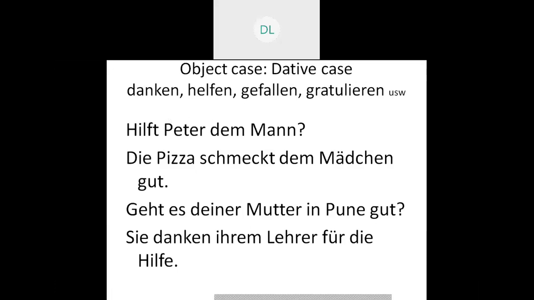With these pure dative verbs, I will be using the pure dative case, that is dem, der, dem, den. And when I have pure accusative verbs, like for example haben, nehmen, essen, brauchen, and so on, I will be using the accusative. So let's first check it out. The list I have for you is the object case, that is the dative case.